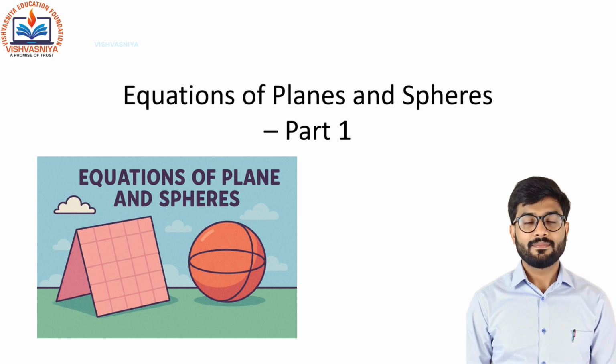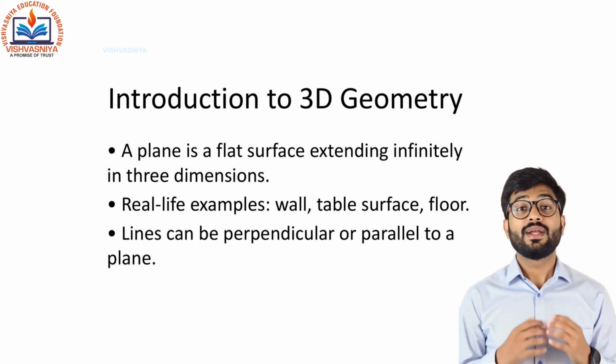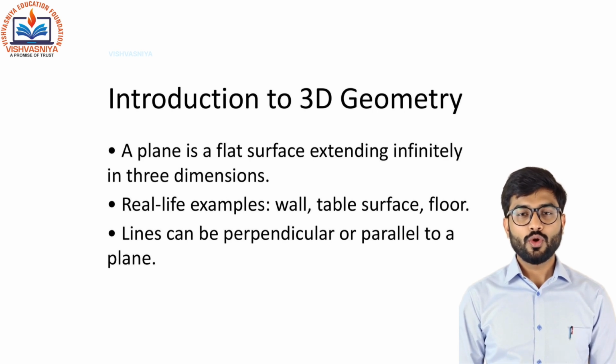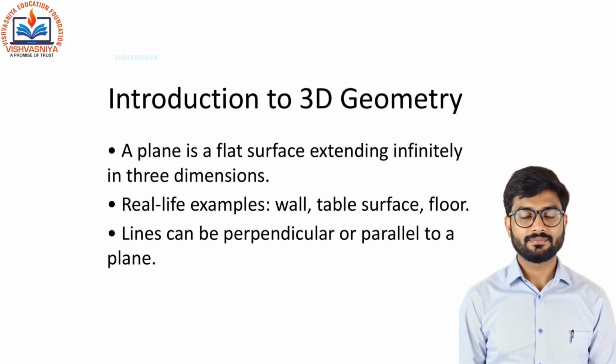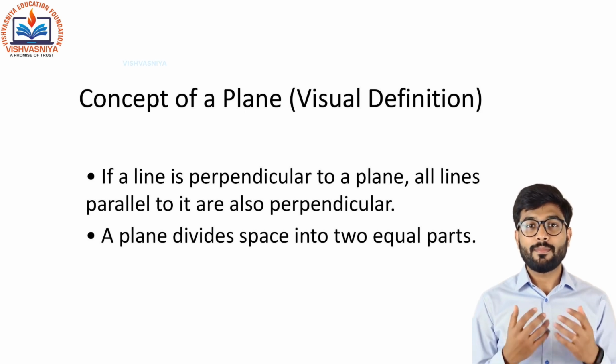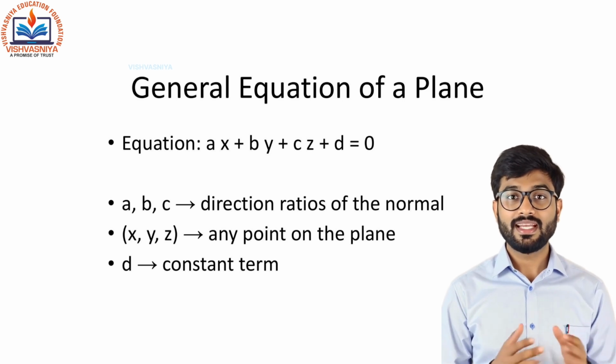Let's start. A plane is simply a flat surface that extends infinitely in every direction within three-dimensional space. You can imagine the floor, a wall, or even the surface of water as examples of planes. If a line is perpendicular to a plane, then every line parallel to that line will also be perpendicular to the same plane.